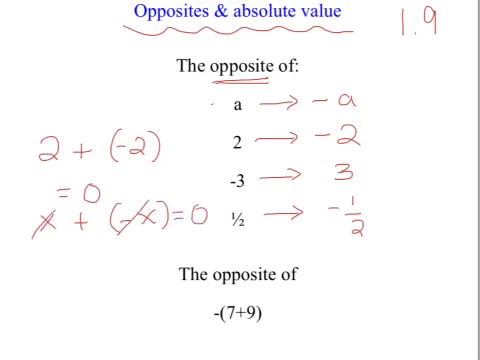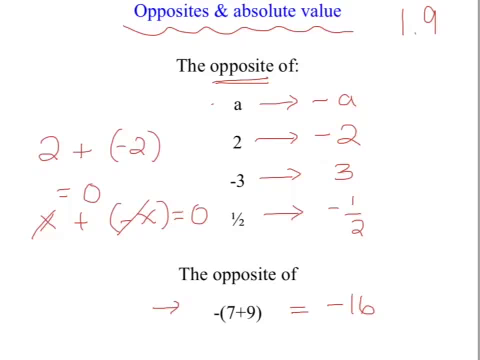Okay, so let's talk about what happens when I give you an expression. Looking at this expression, because there's a negative in front of the whole unit, it's saying I want the opposite. So the opposite of 7 plus 9, we follow order of operations, and we'll get 7 plus 9, which is 16, and so my answer would be negative 16.